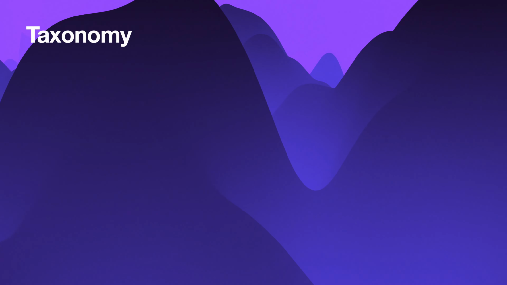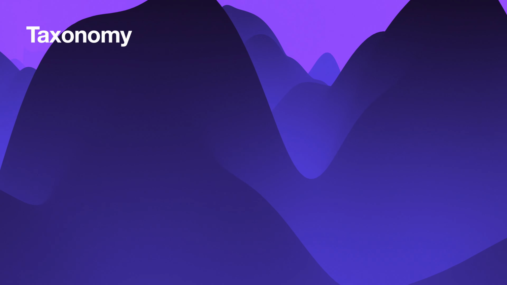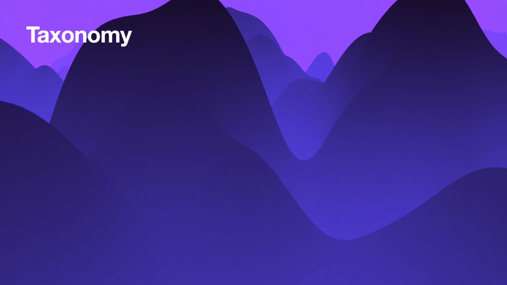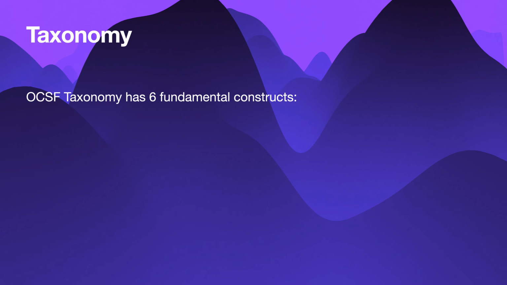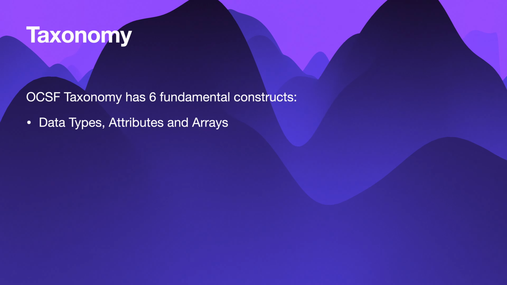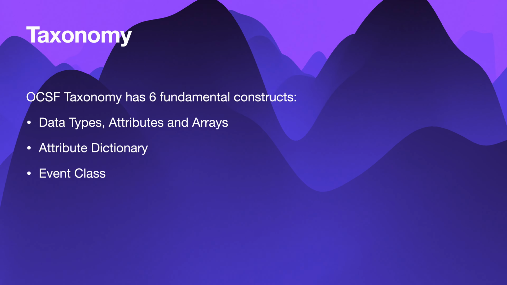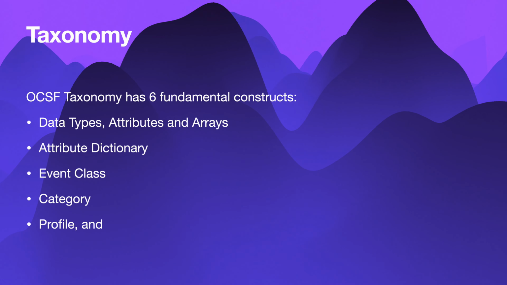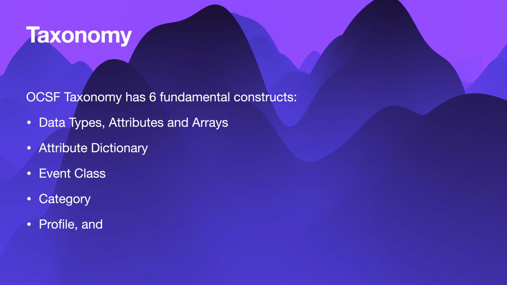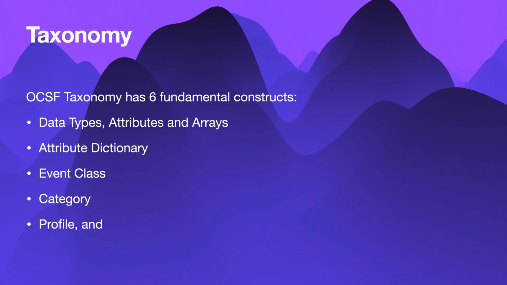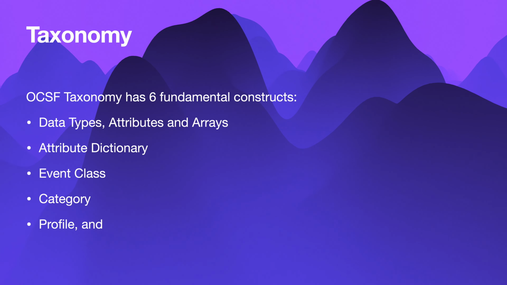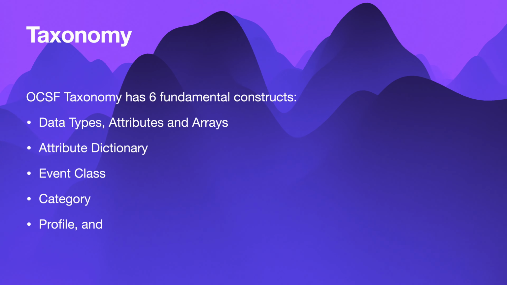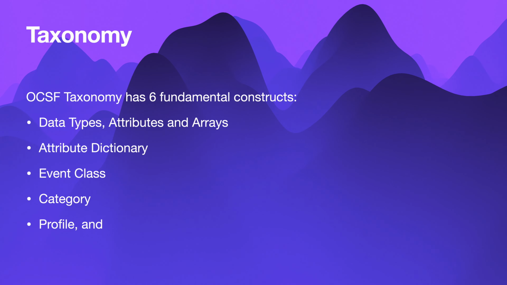Now let's talk about taxonomy. The OCSF taxonomy has 6 fundamental constructs, which could be defined as data types, attributes and arrays, the attribute dictionary, event classes, categories, profiles and extensions. Now let's take a moment and talk more about it, what's covered in this. I'll try to keep it brief, but I think this is something which is important for everyone.